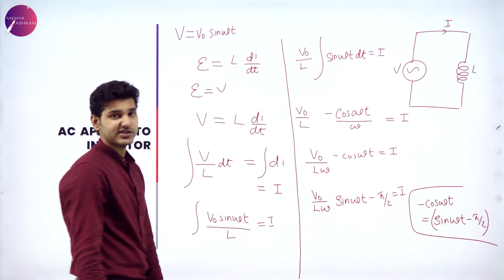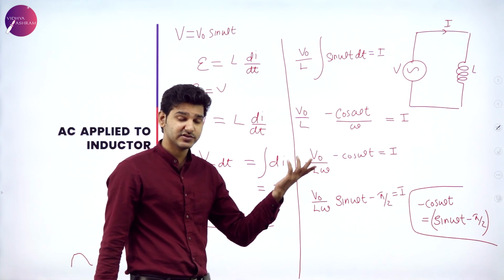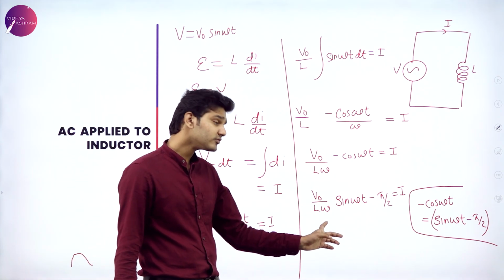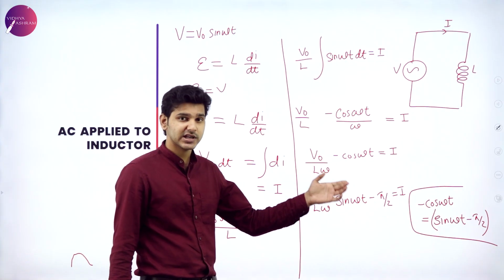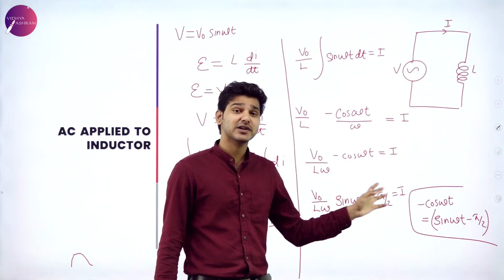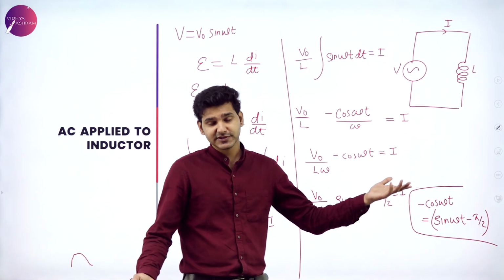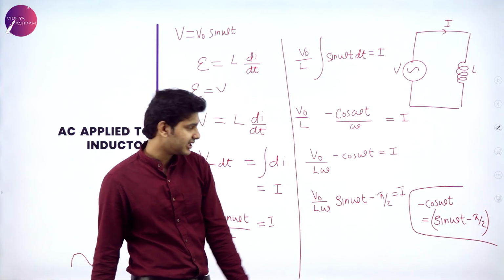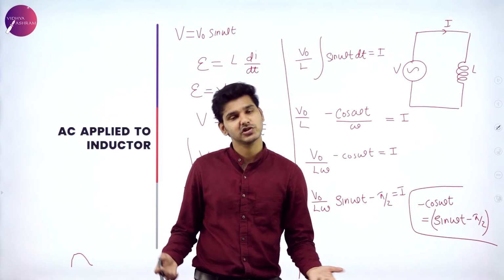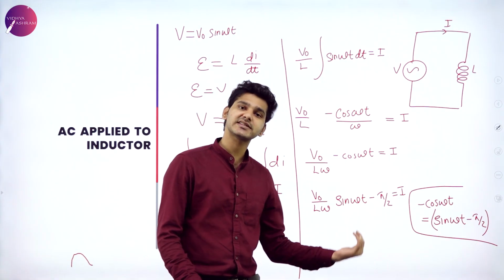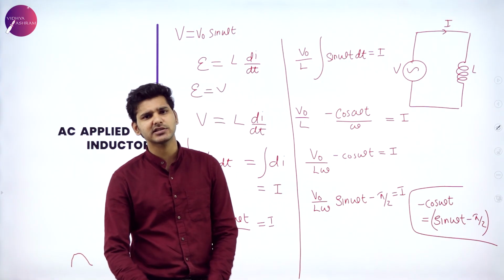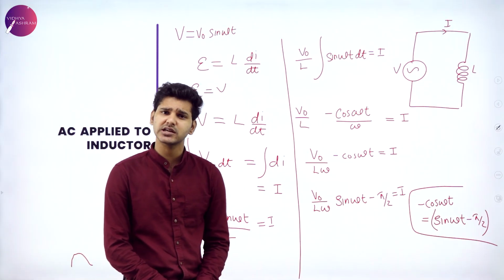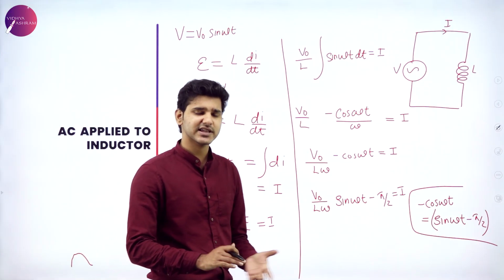So what does this equation mean? Just before this, we saw that in a purely capacitive circuit it was plus pi by 2, and we figured out that current was leading by 90 degrees. Here it is minus pi by 2, which automatically means that current is now lagging behind by 90 degrees. Now voltage is leading by 90 degrees. That's the only difference. Otherwise everything is the same.